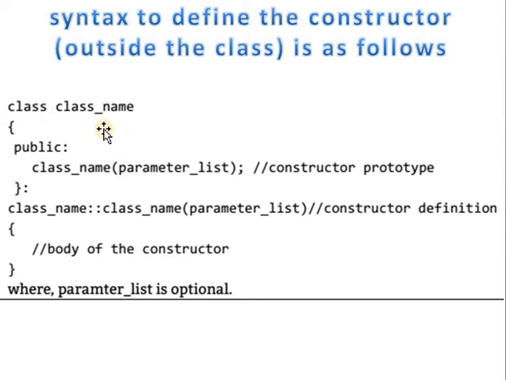Here is a class. Then in the public section, here only the constructor declaration, meaning the constructor prototype, is here, and the definition of the constructor is defined outside of the class. Here in the public section, the constructor prototype is here, and after completing the class, outside the class, the definition for the constructor is present.